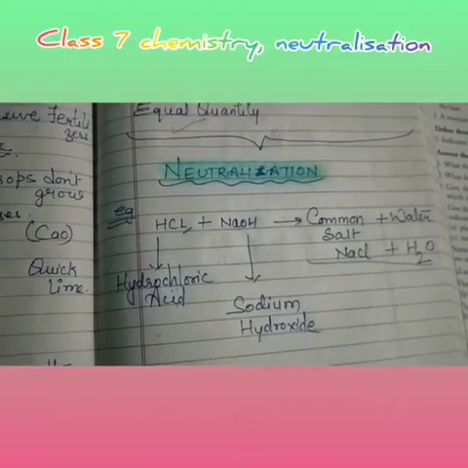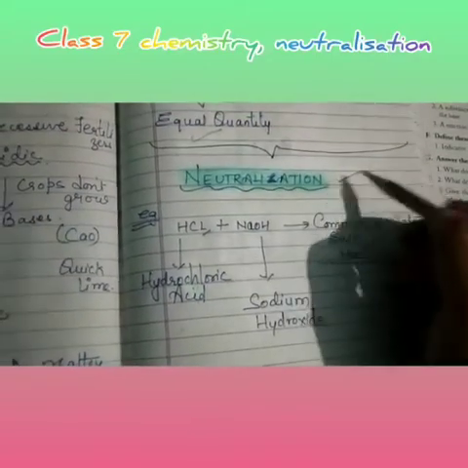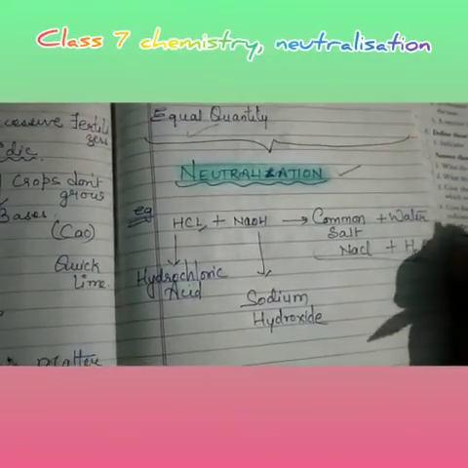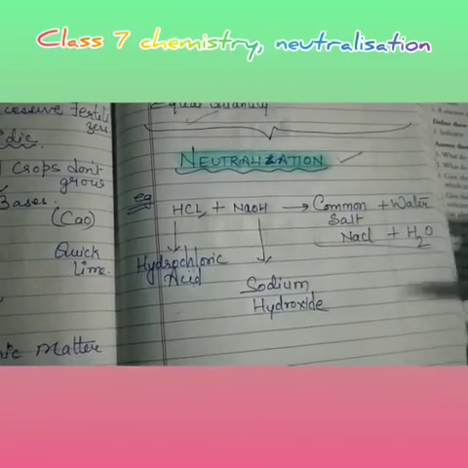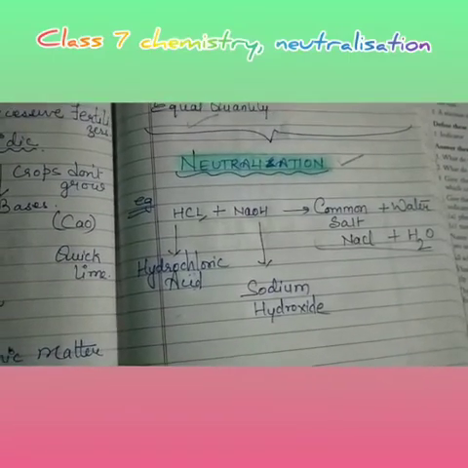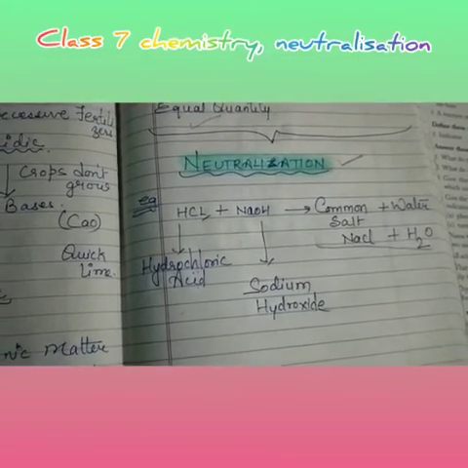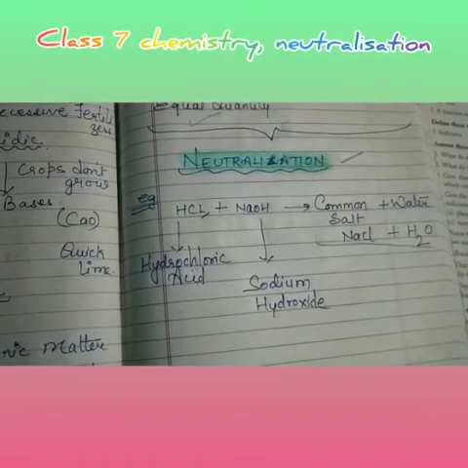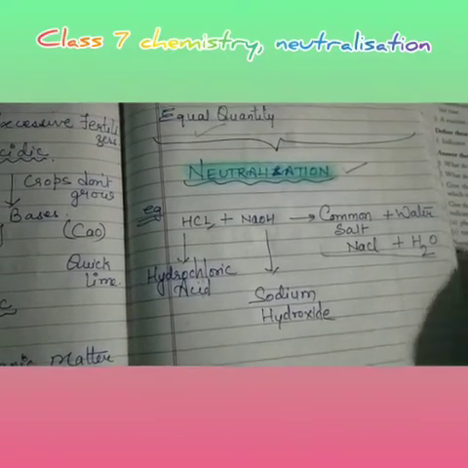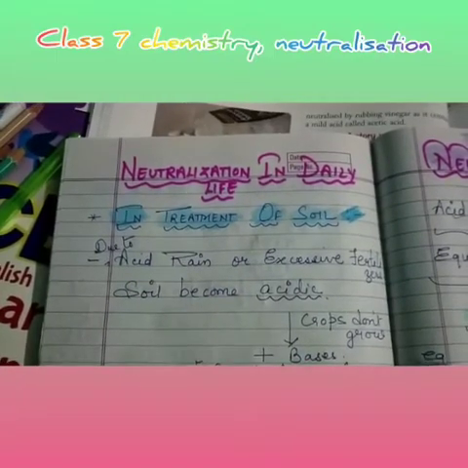So, there are so many uses of neutralization reaction in our daily life. Because everything, if it is acidic, cannot be of use, so we have to neutralize it. Or when everything is basic, it cannot be used, so we have to neutralize it. So let's discuss those uses. First is in the treatment of soil.